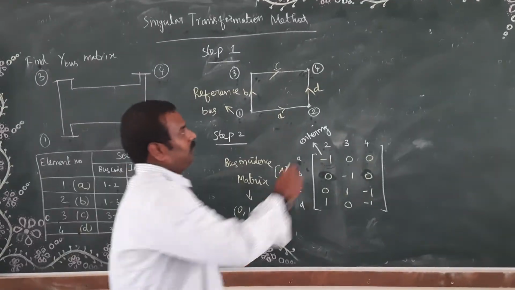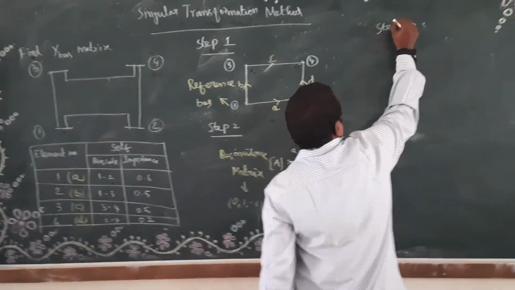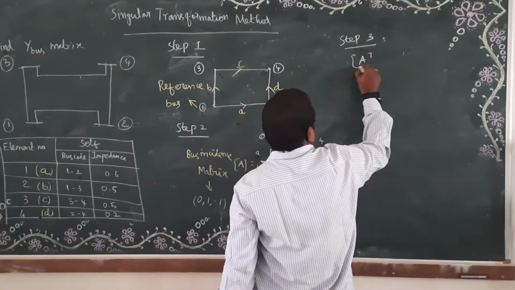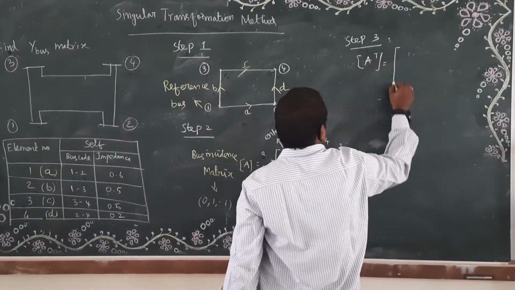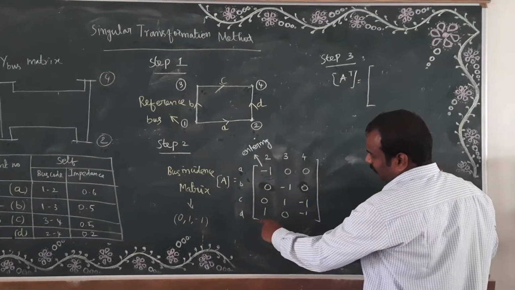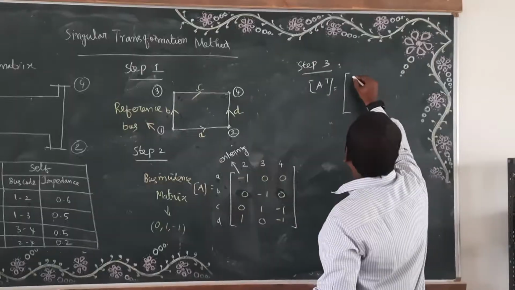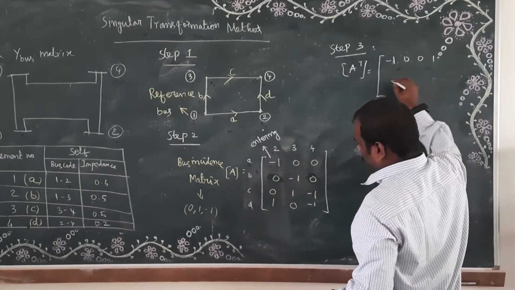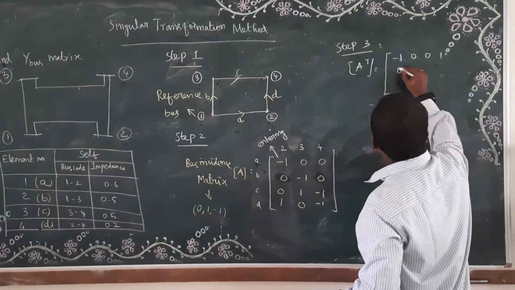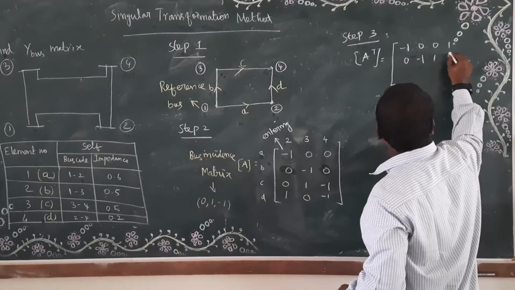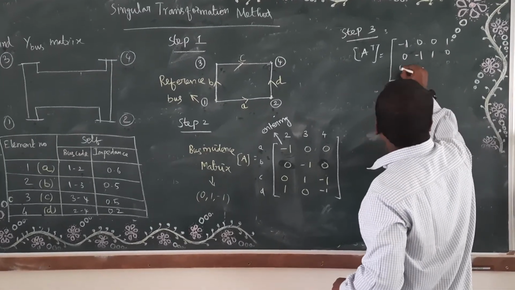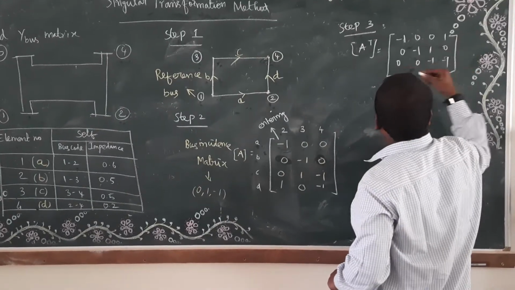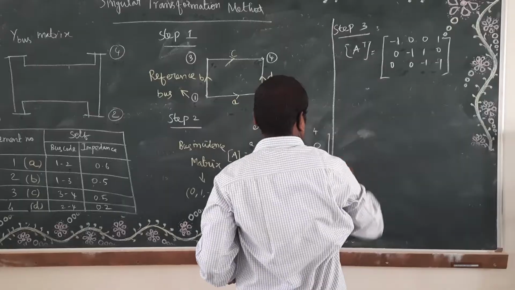What is the third step? Step number 3 is A transpose. You can straight away write A transpose. How to write A transpose? This 4 cross 3 matrix has to be written as a 3 cross 4 matrix. 0, 0, 1, 0, minus 1, 1, 0, 0, 0, minus 1, minus 1. This is step number 3.